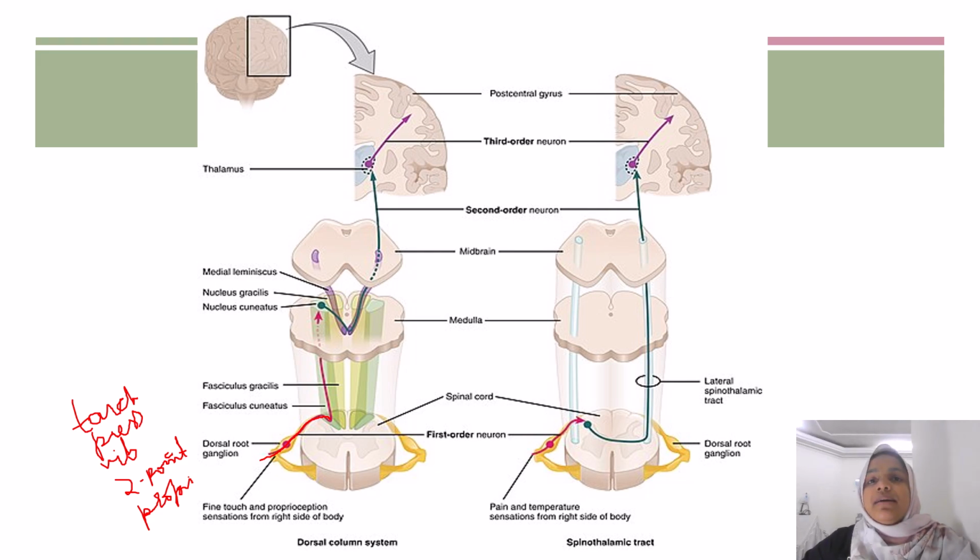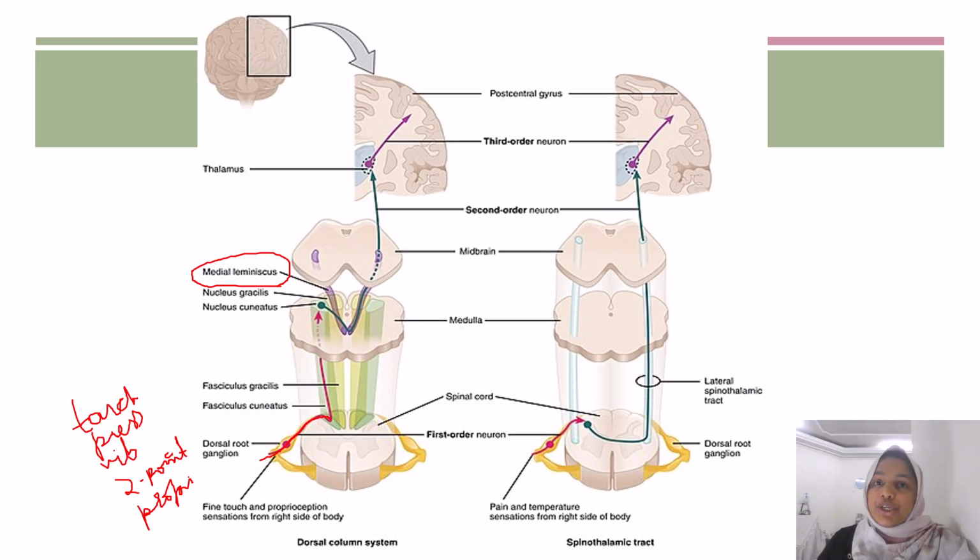Now in the medulla, it crosses over to the opposite side and continues as the medial lemniscus. So our dorsal column pathway is called the dorsal column medial lemniscal tract. The dorsal column medial lemniscal pathway is concerned with these sensations: touch, pressure, 2-point discrimination, vibration, proprioception.